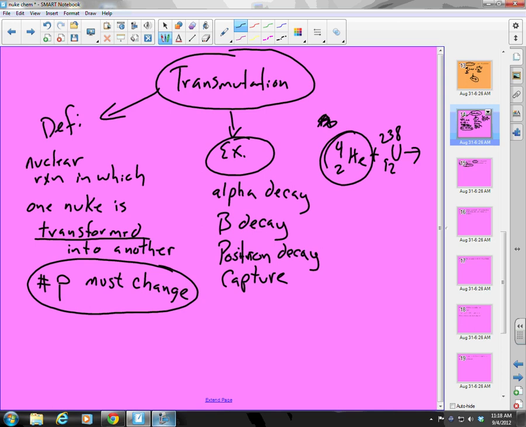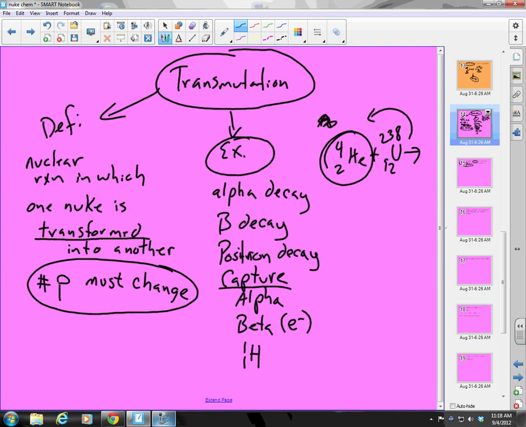Since it's capture, it's on the left side of my yield arrow. So I could have some types of capture. Now, not all capture, but what? Alpha capture, beta capture, right? Which is what? Beta capture is really electron capture. I can have proton capture. All of these types of capture can result in a transmutation.